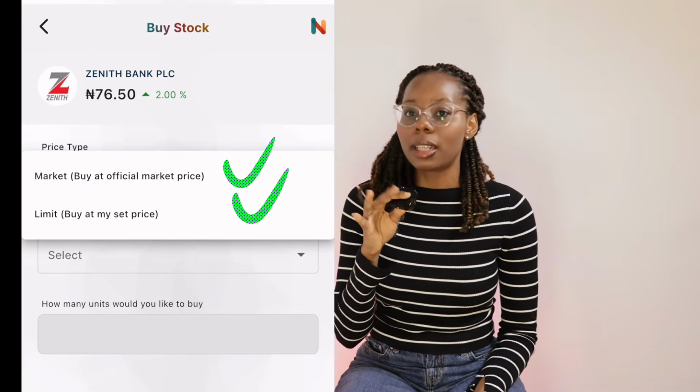So a market order basically means you are asking the broker, which is InvestNaija, to buy this stock for you at the best available price in the market. However, limit order means you are setting a price that you want to buy this stock at. So currently the price is 76.5 naira. So you can set a limit order of say 76.7 naira. So what you are basically telling the broker is that I don't want to buy this stock at a price higher than 76.7 naira, if that is what you set as your limit price.